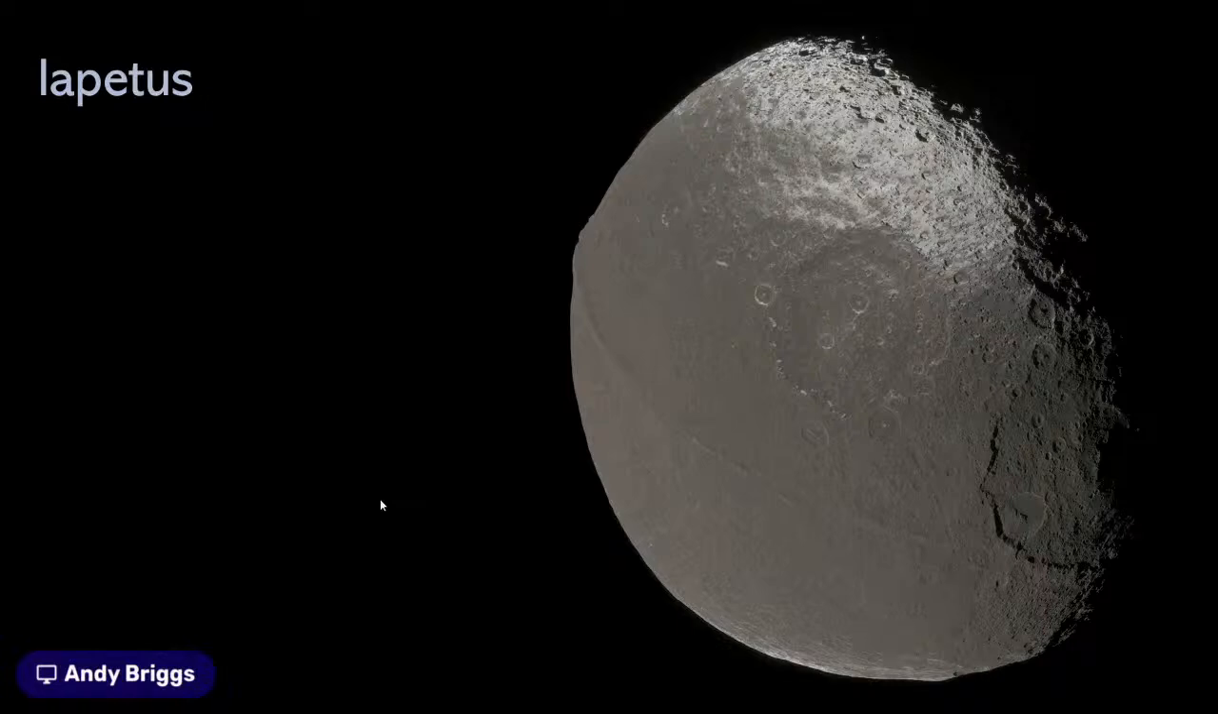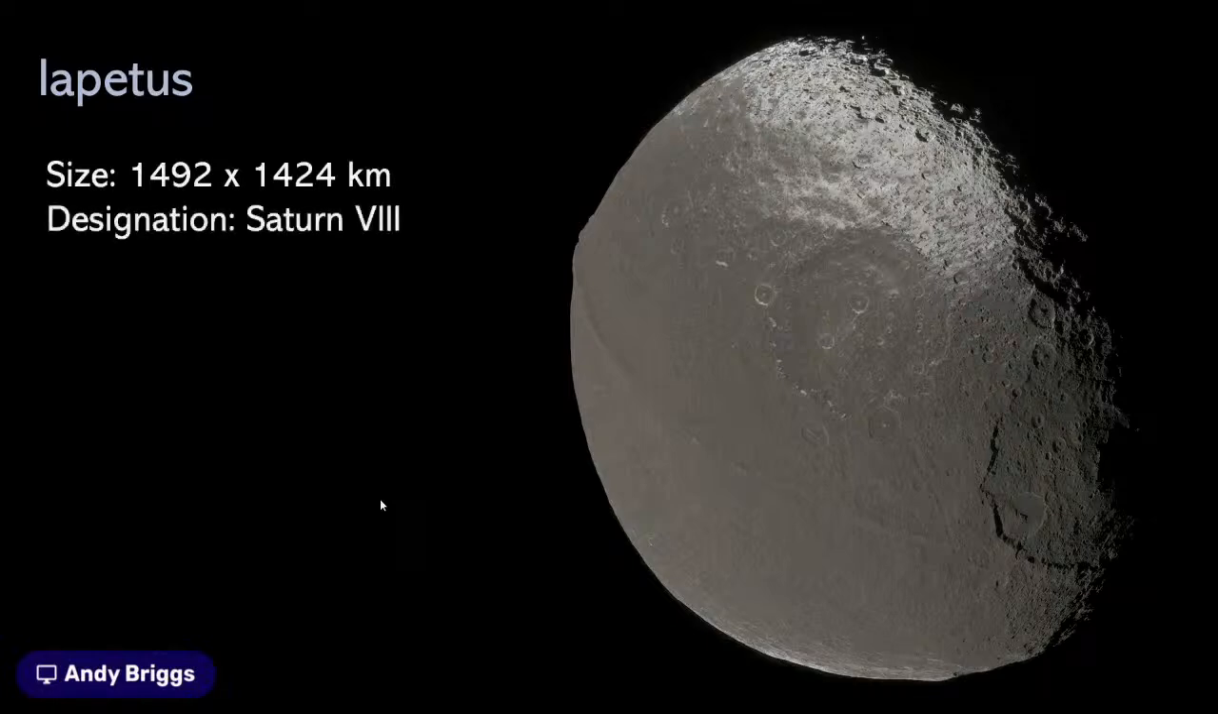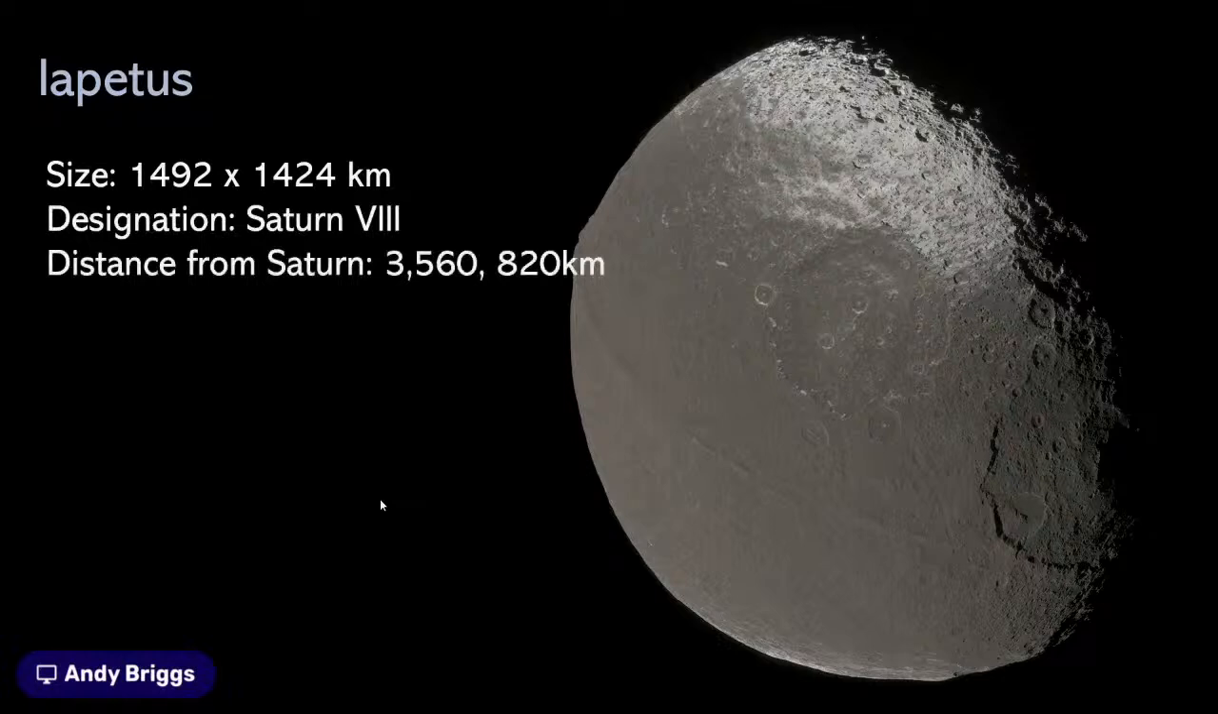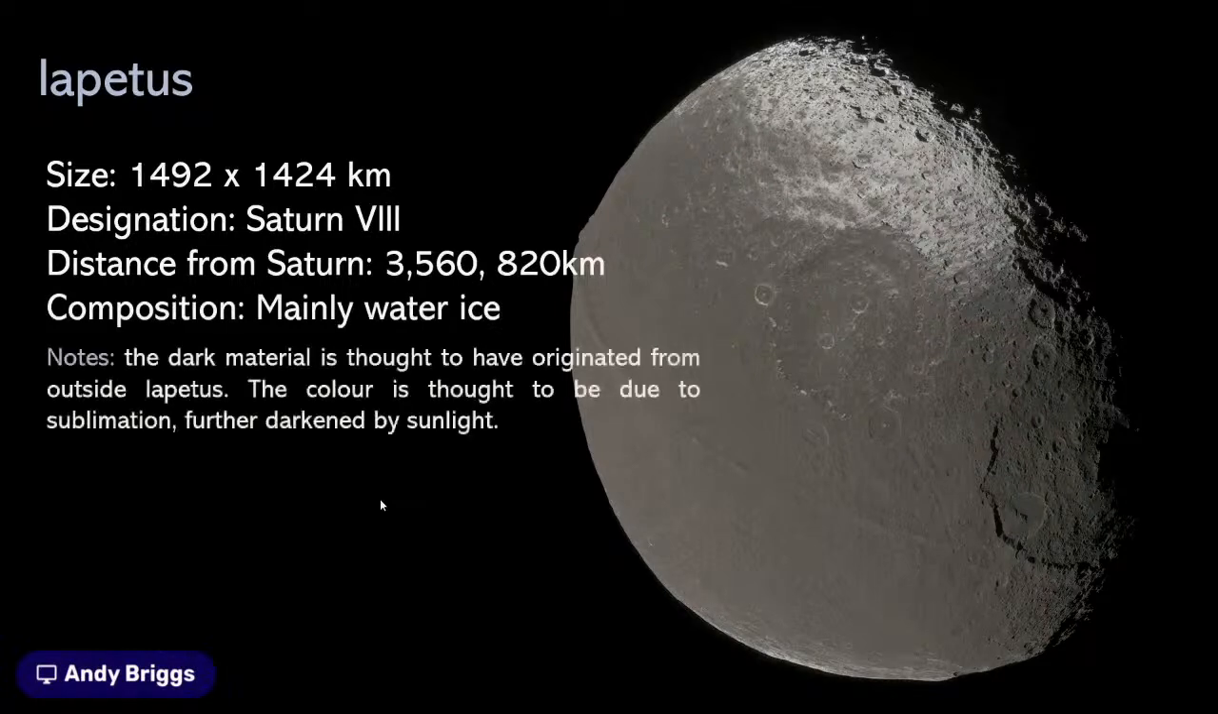So this was a very odd moon with its bright hemisphere and its dark hemisphere. It's 1492 by 1424 kilometers, so nearly spherical. It's designated Saturn 8. It's 3,560,000 odd kilometers from Saturn. Its composition, again, is mainly water ice with some rock thrown in.